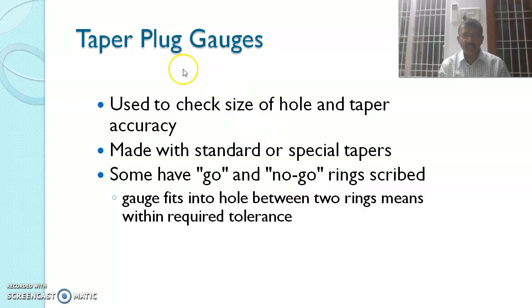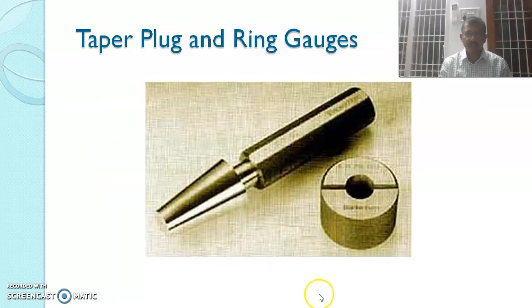Taper plug gauges are used to measure tapers, to check the size of a hole and taper accurately. Some tapered plug gauges have go and no go rings scribed. If the gauge fits into the hole between the two rings, it is within the required tolerance. This is a tapered plug gauge and this is a tapered ring gauge, where the end is made tapered.